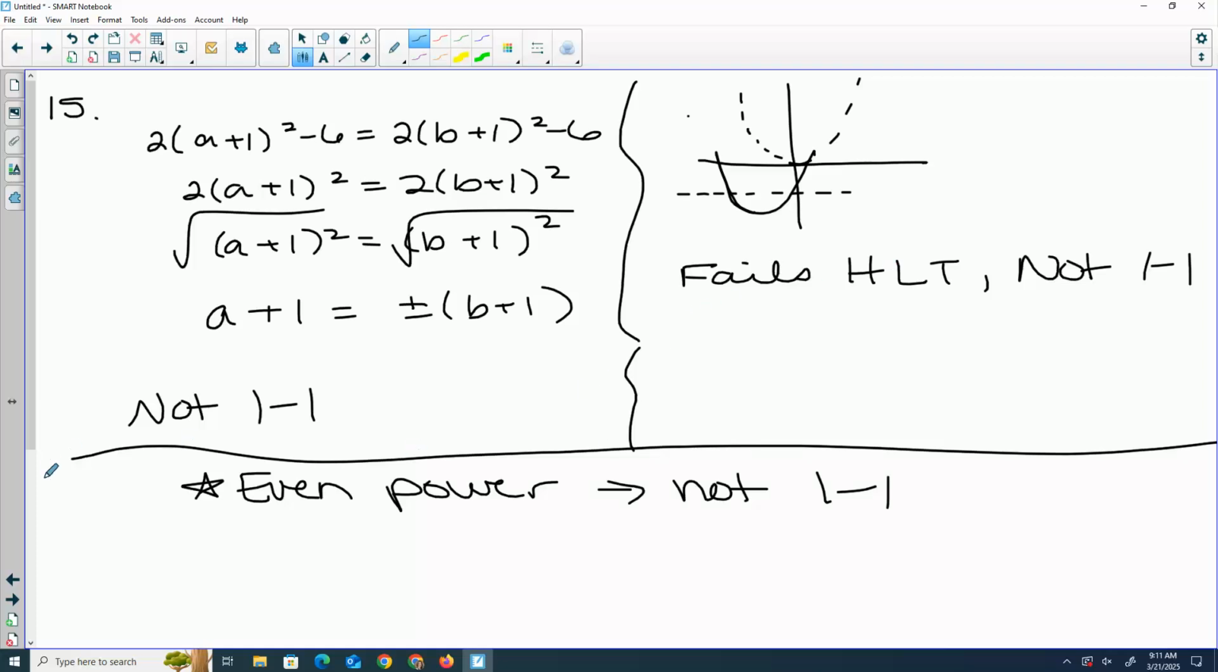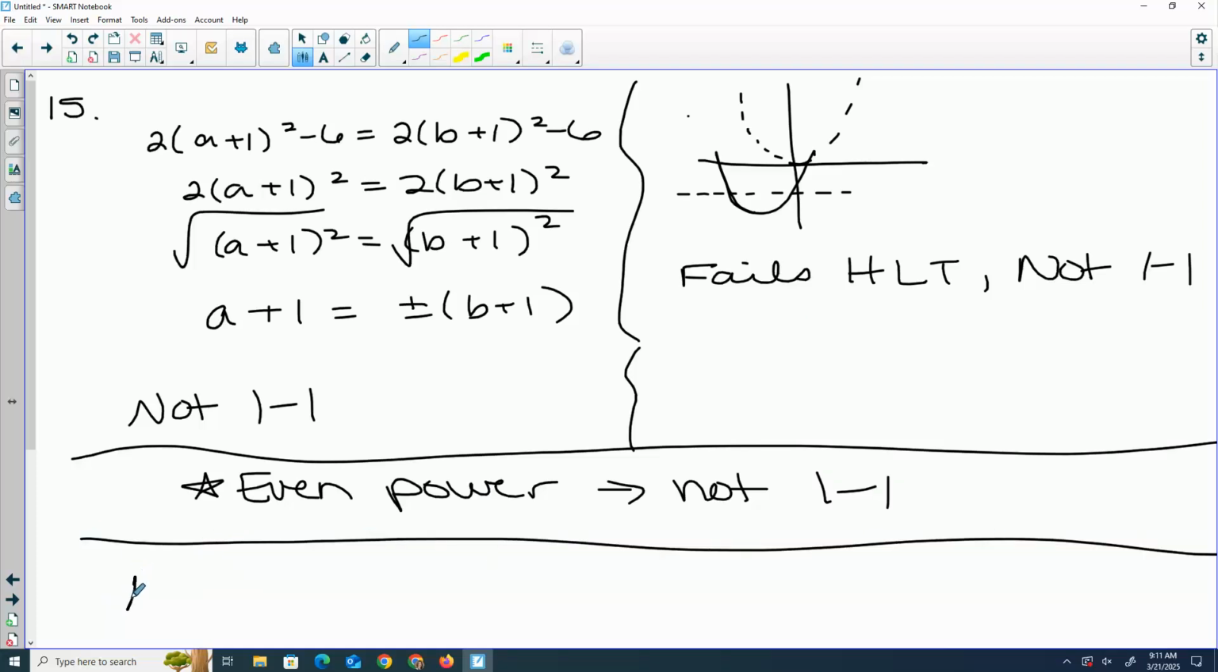What does this mean? We needed one-to-one functions when we were finding inverses. So if it's not one-to-one, it means we can't find the inverse.